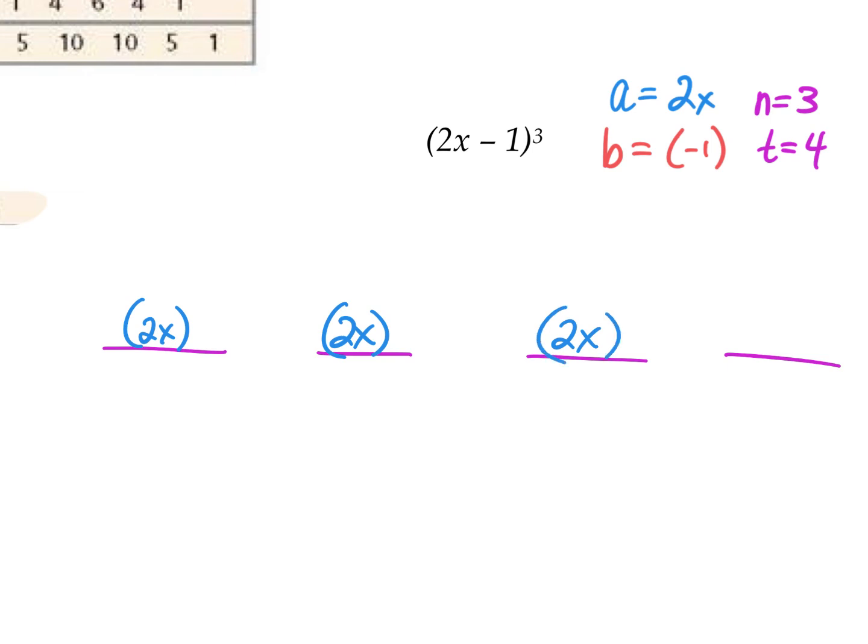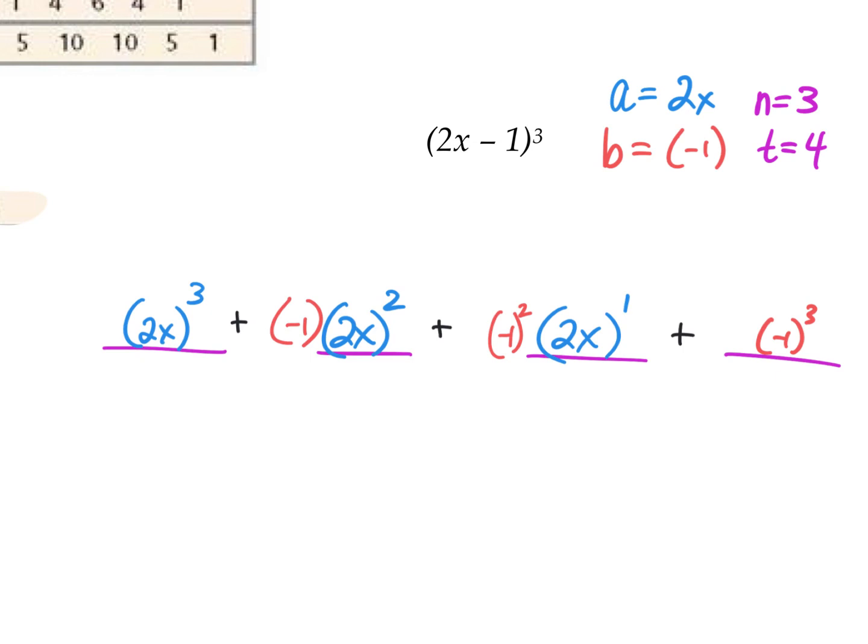And then my exponent is going to go from n to n minus 1 to n minus 2. In this case, 3, 2, and 1. Going the other way, I'm going to take my b value, again in parentheses here, just to make sure we multiply appropriately. And I'm going to separate each of those with plus signs.